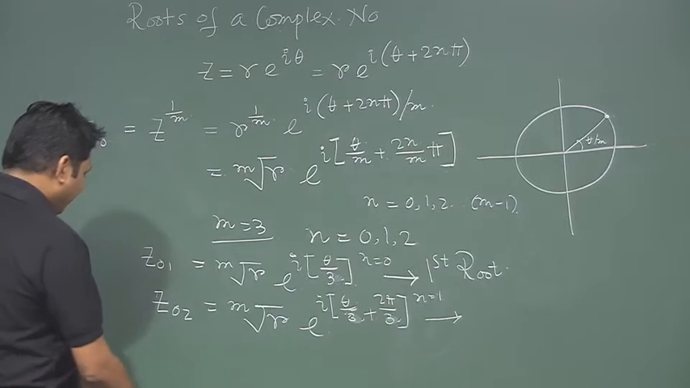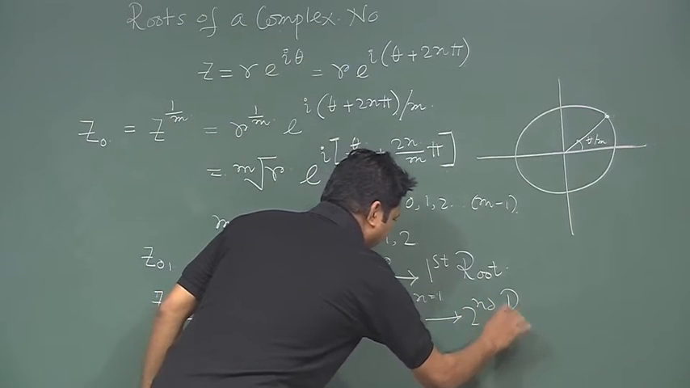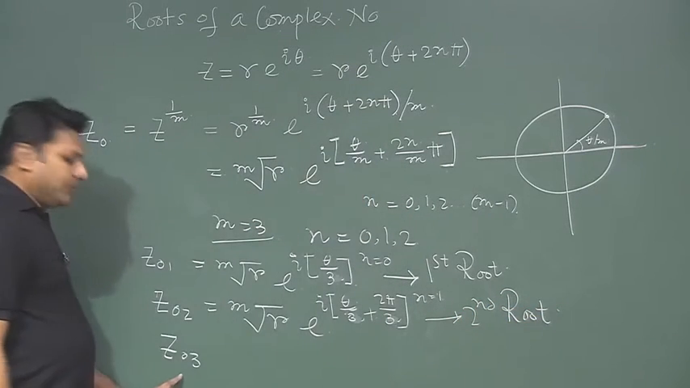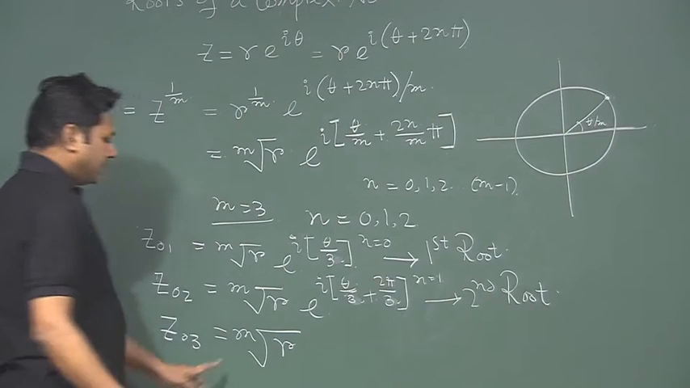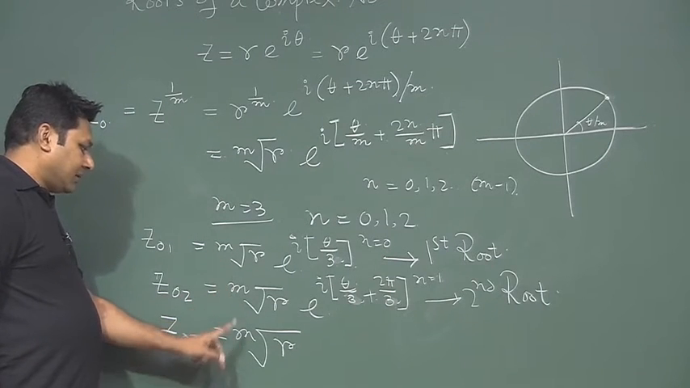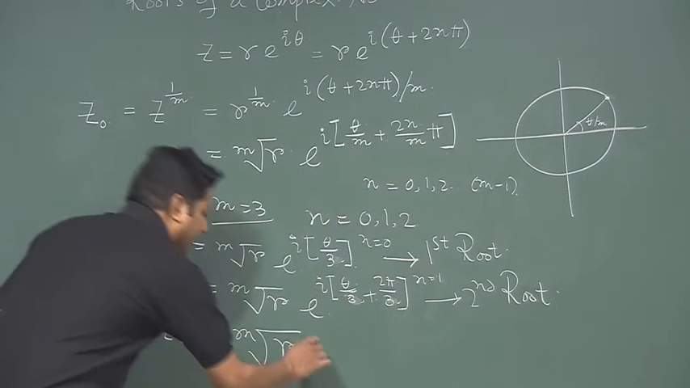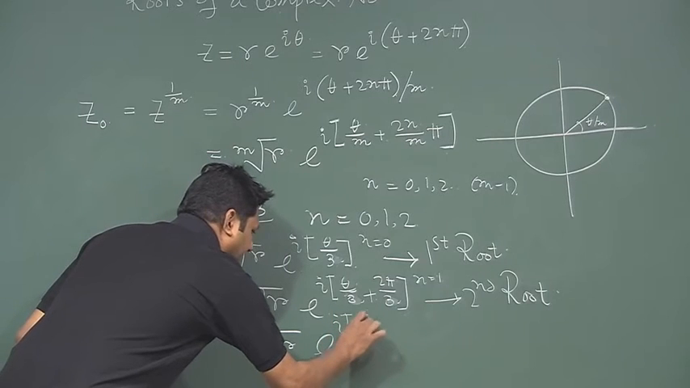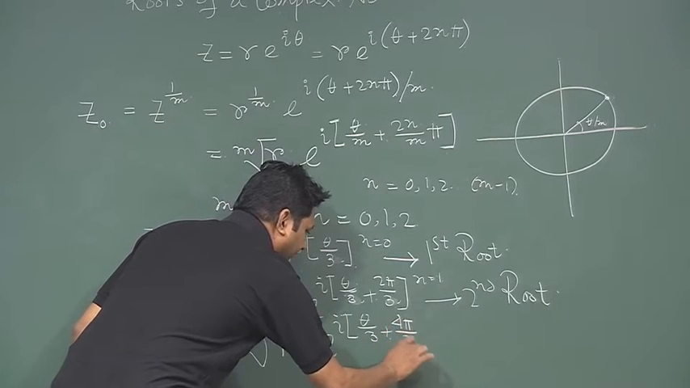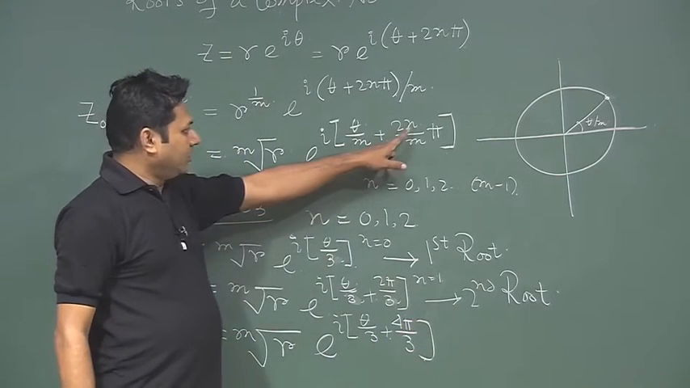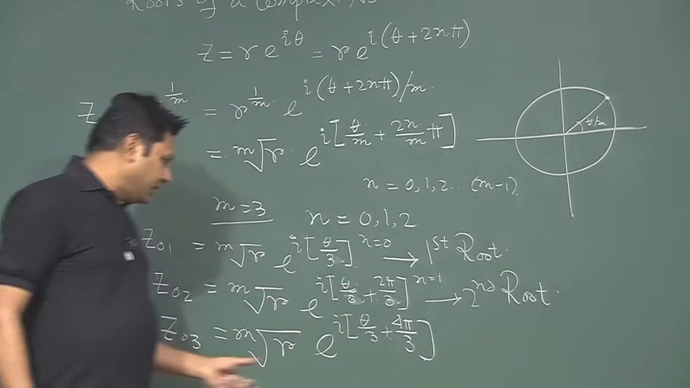Okay. So, now what will be my z3, third root? This is my second root. What will be my third root? My third root will be the mth root of r. This term is not going to change, this is a fixed term. What is changing is the phase part, which is important here: e to the power of i (theta/3 + 4 pi/3), because you put n equal to 2 here. So it will be 4 pi divided by 3. So, first root, second root, third root. So, 3 roots I will have.